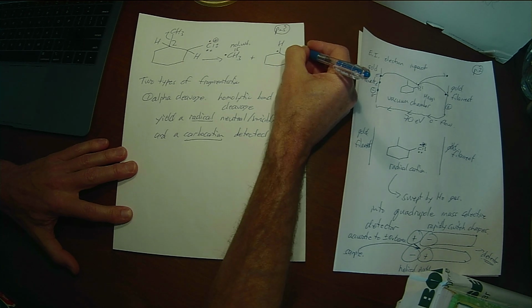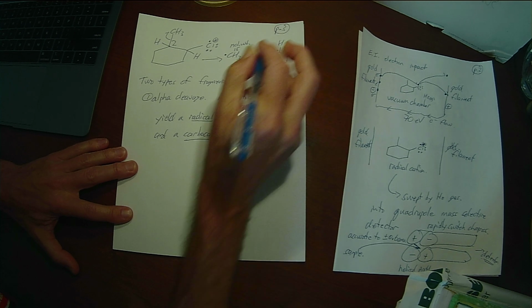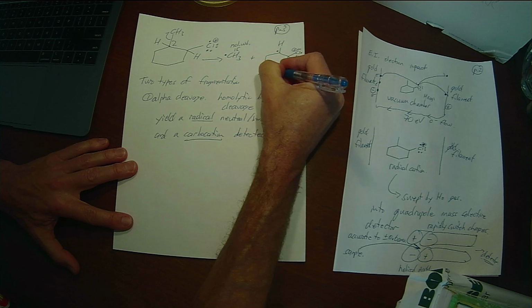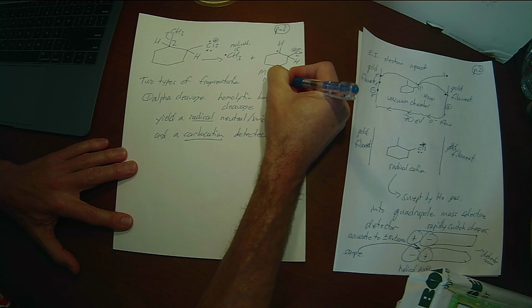There's a positive charge there. We might expect this loss of methyl, so we're going to see an M-15 peak. That'll be at M over Z 117.